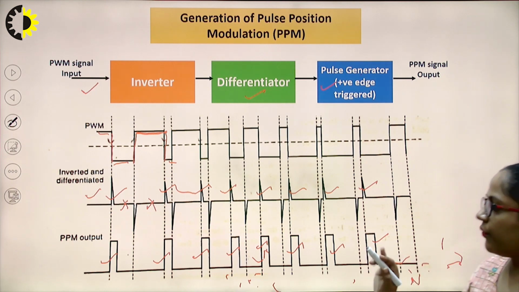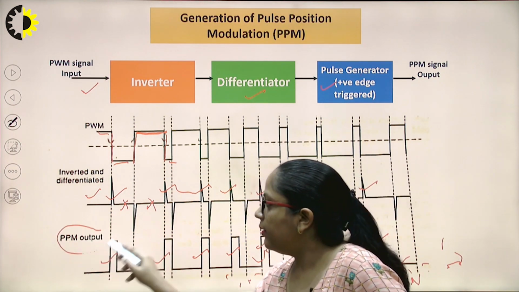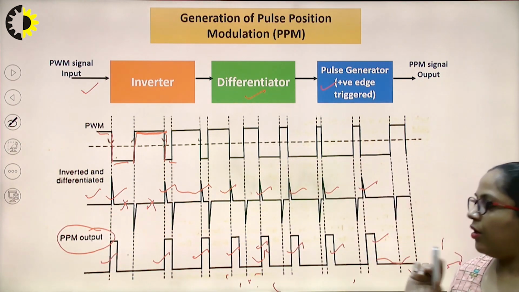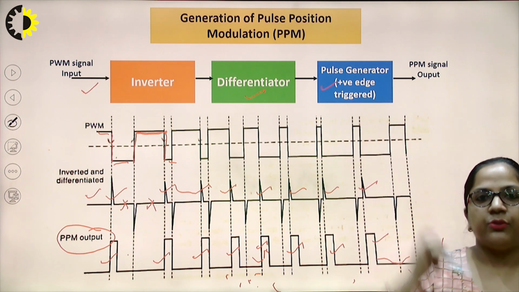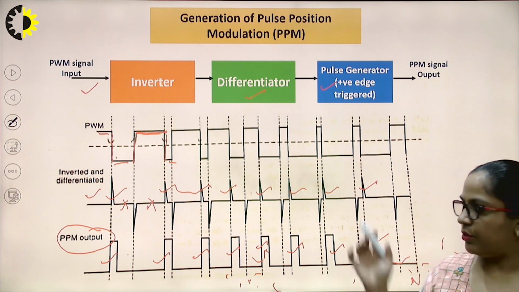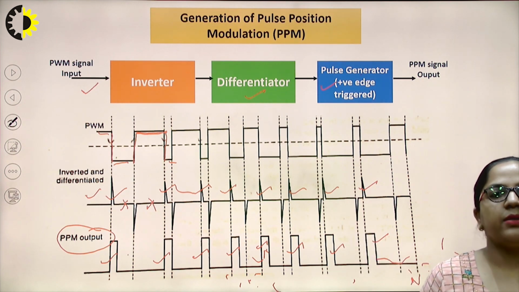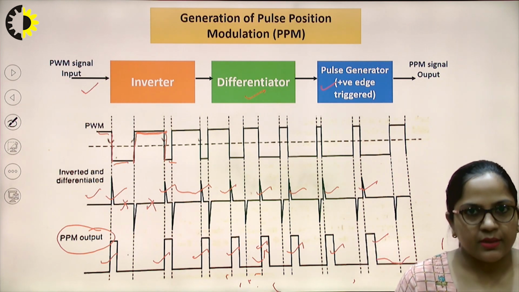So finally, what we are getting is variation in the position, or shift in the position, of the carrier pulses with respect to the modulating signal. So in this way, we can generate a PPM signal with the help of a PWM signal.